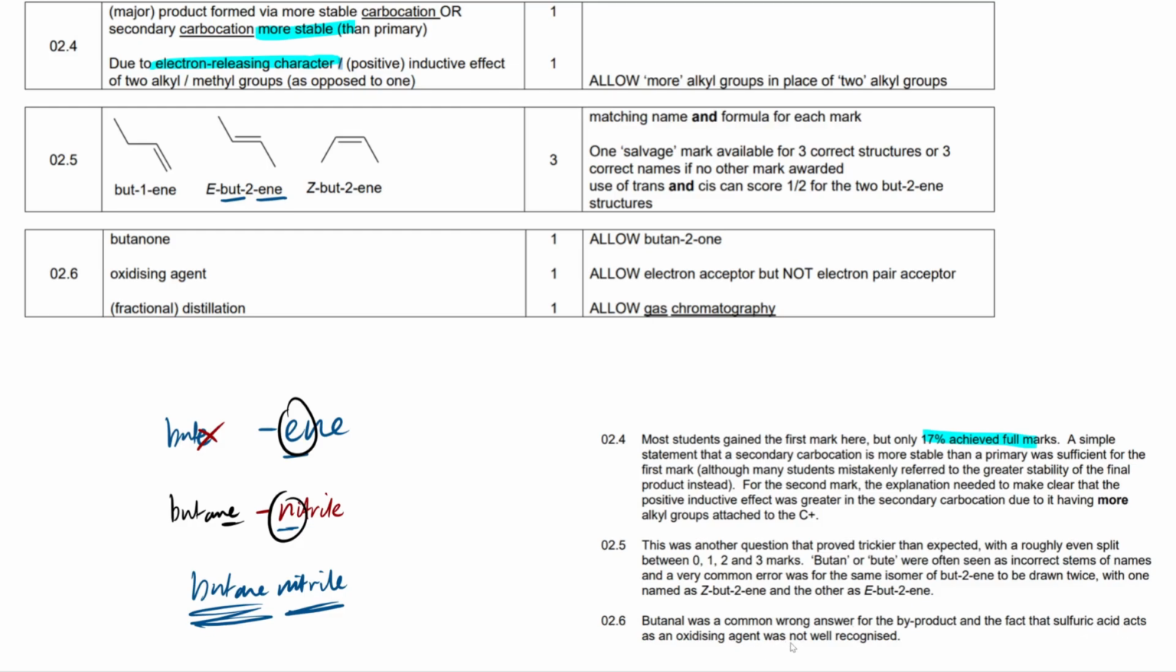All right, last here, 2.6, butanol was a common wrong answer for the byproduct, and the fact that sulfuric acid acts as an oxidizing agent was not well recognized. Okay, this is expected. This isn't in the spec, the fact that sulfuric acid is an oxidizing agent of alcohols. So it's not surprising there. Normally you would have to, as I said, put the potassium dichromate, acidified potassium dichromate or sodium dichromate, whatever you're using. So it's not surprising, a bit mean of AQA here.